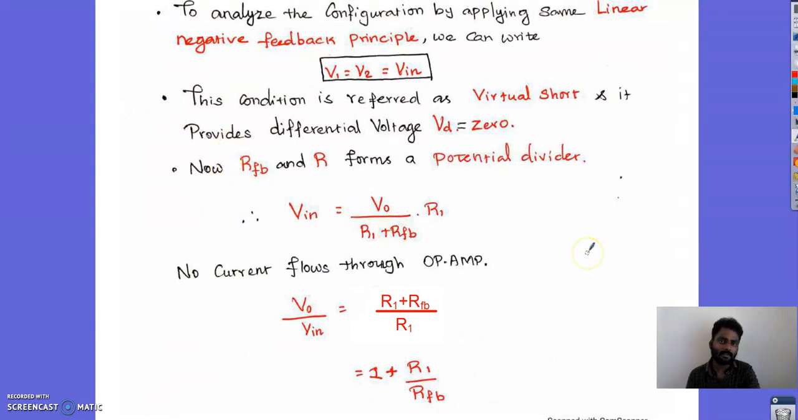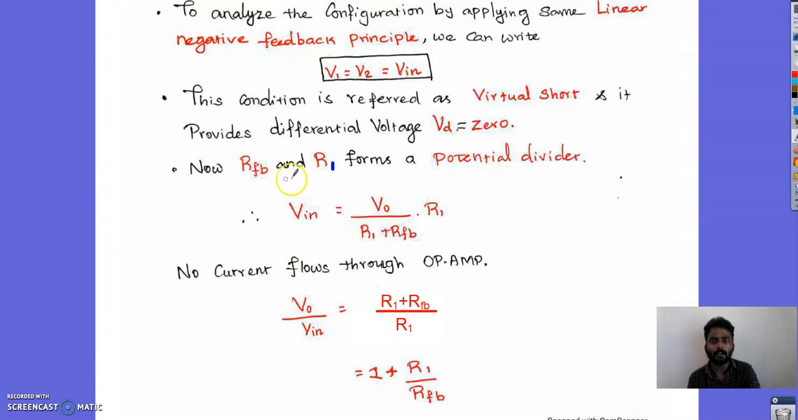To analyze this non-inverting amplifier circuit configuration, the linear negative feedback principle is used. What is this linear negative feedback principle? The input voltages are made equal, that is V1 will be equal to V2. When V1 equals V2, the condition is referred to as a virtual short. That is, the amplifier is doing the differential function, so the differential voltage will become 0. Now the feedback resistance and the input resistance R1 will form a potential divider. This is resistance R1, and this forms a potential divider.